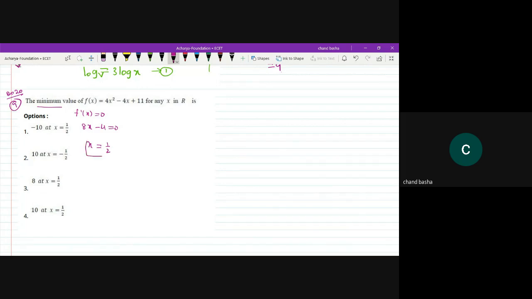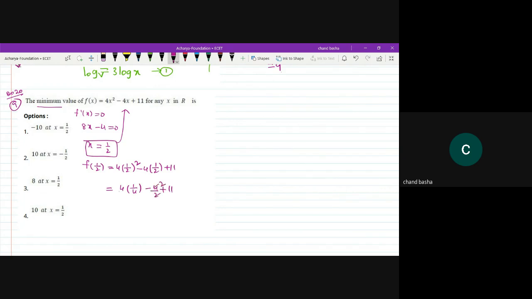అన్న మీకు 3 ఆప్షన్స్ లో ఉంది. ఆ x is equal to 1 by 2 తీసుకెళ్ళి అక్కడ ఫంక్షన్ లో సబ్స్టిట్యూట్ చేయండి. f of 1 by 2 is equal to 4 into 1 by 2 whole square minus 4 into 1 by 2 plus 11. This is equal to 4 divided by 4 minus 4 divided by 2 plus 11.